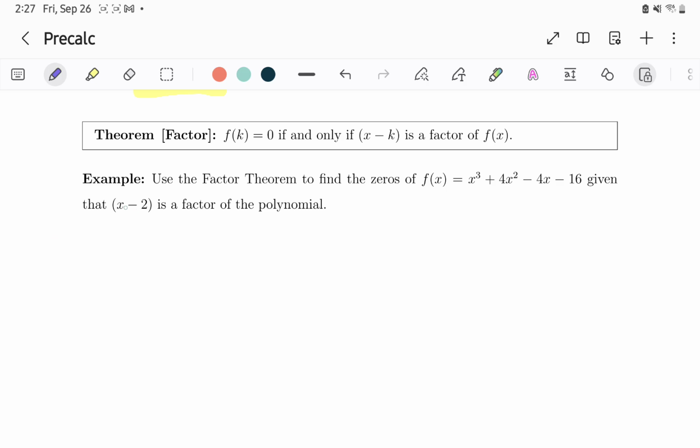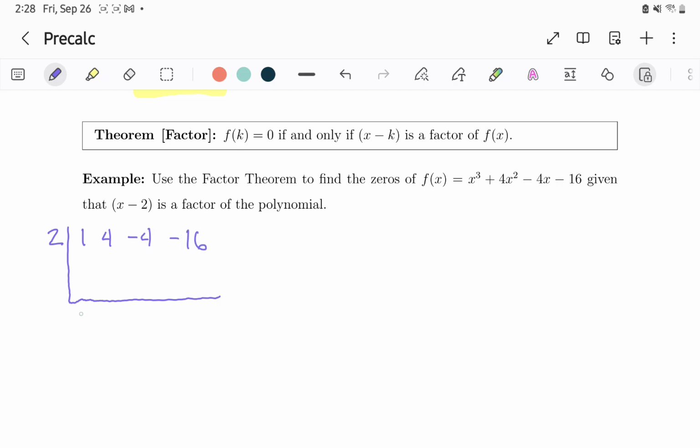So here, since we're trying to divide by x minus 2, we're going to use a positive 2 for the divisor in the synthetic division. And then let's check. So f of x is a degree 3 polynomial. We have our degree 2 term, our degree 1 term, and our constant term. So we are going to have no zeros for the coefficients in the dividend. So I'll have 1, 4, minus 4, and then minus 16.